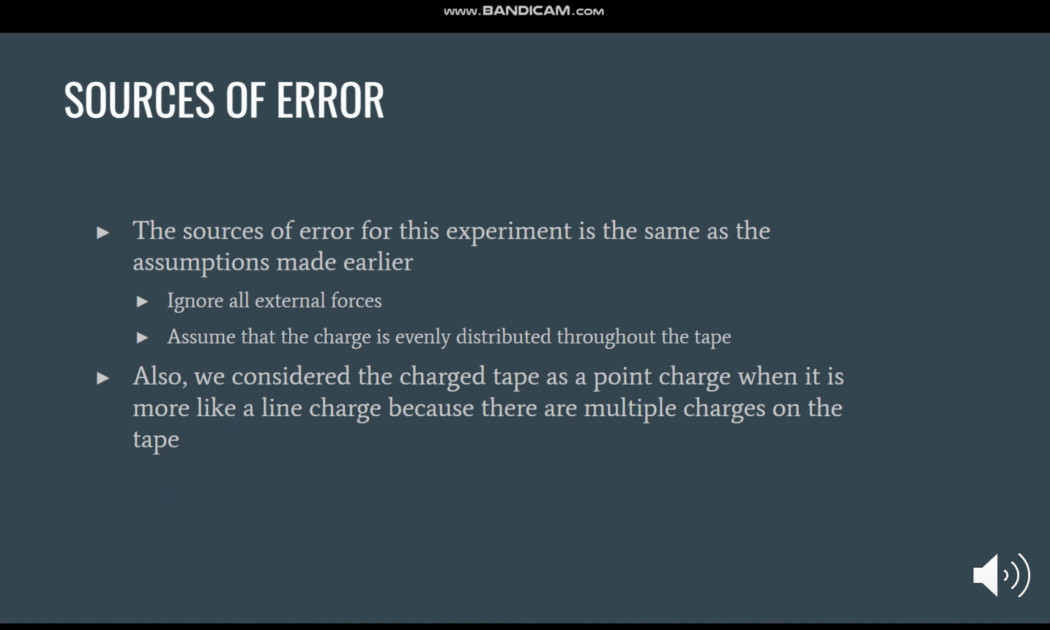So the sources of error in this experiment are the same as the assumptions made earlier. We ignore all external forces and assume that the charge is evenly distributed throughout the tape. Also, we consider the charged tape as a point charge when it is more like a line charge, because there are multiple charges on the tape.